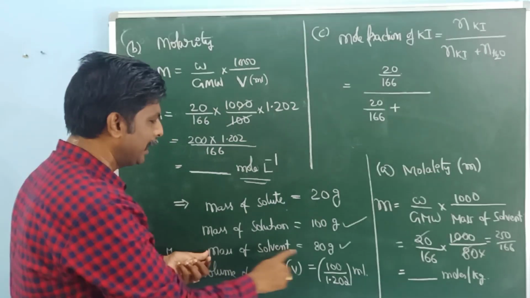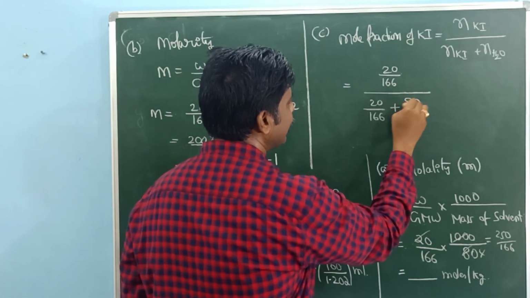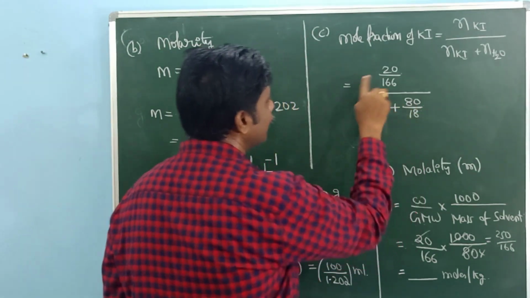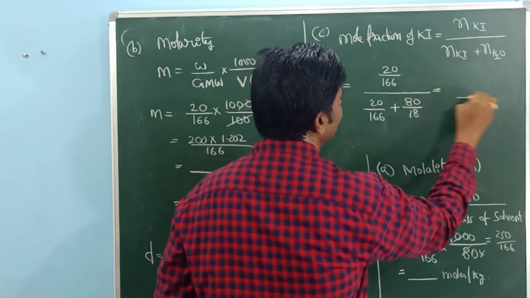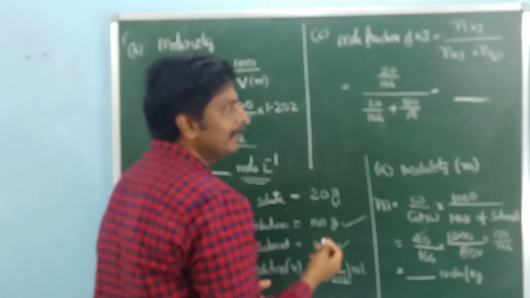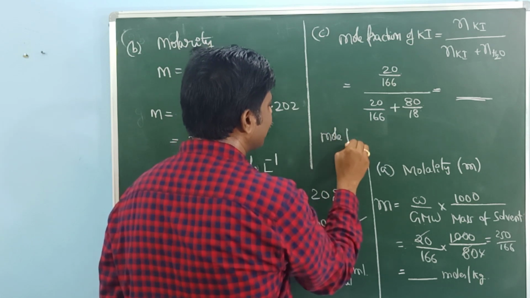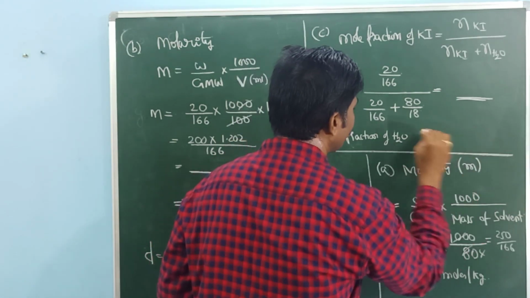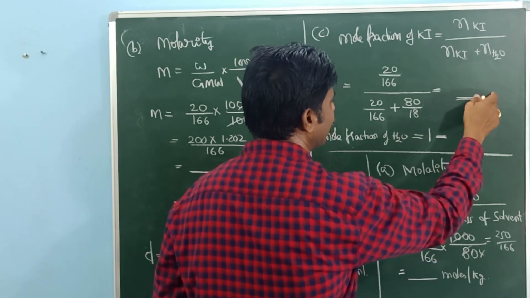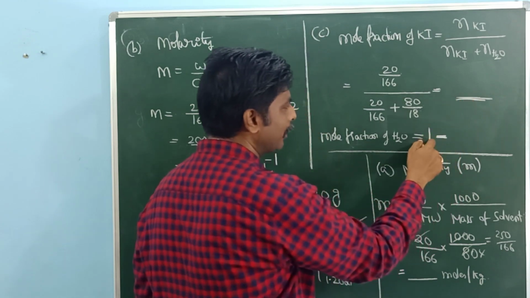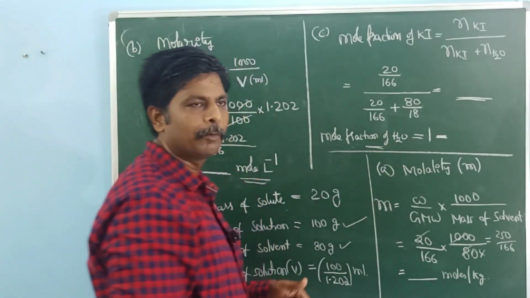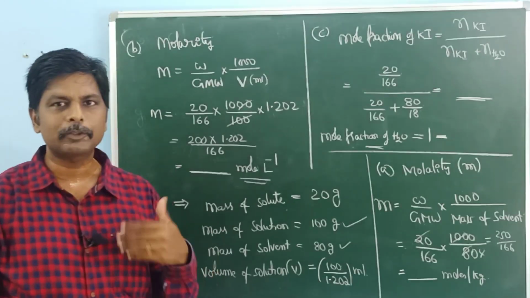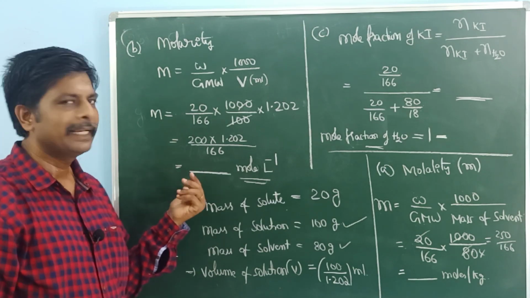What is the mass of solvent? 80, by the molar mass of water, 18. So 80 by 18. You simplify this and you will get the mole fraction of KI. If you want the mole fraction of water, mole fraction of H2O, how to get it? Take 1 minus this value, whatever value you are getting, and you will get the mole fraction of the second component. This is question 2.5. So by this, all 5 in-text questions are completed. Next I will start the exercise questions.